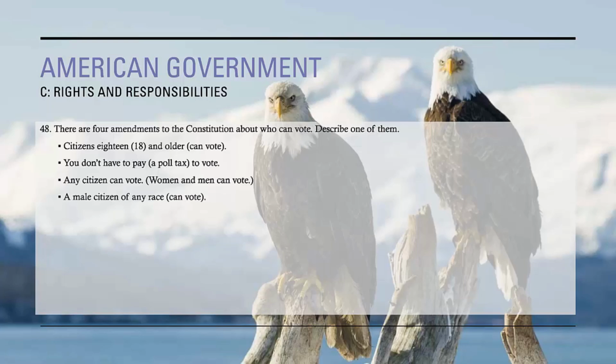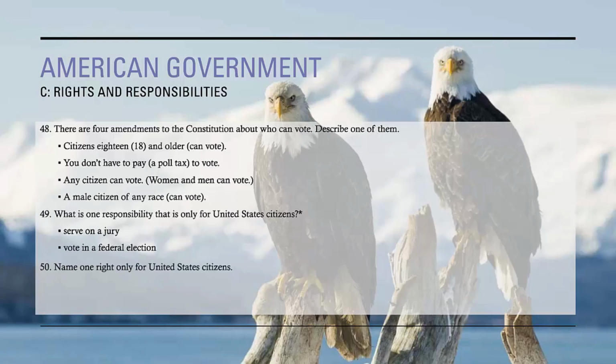Question number 49. What is one responsibility that is only for United States citizens? They can serve on a jury. They can vote in a federal election. Question number 50. Name one right only for United States citizens. Answer: to vote in federal elections and to run for federal office.